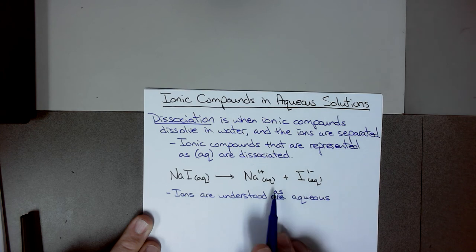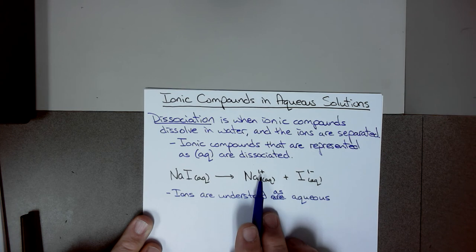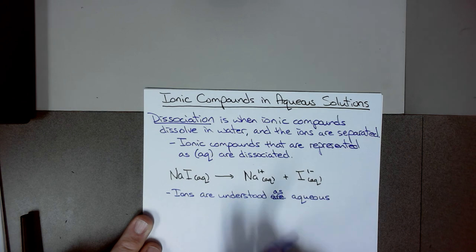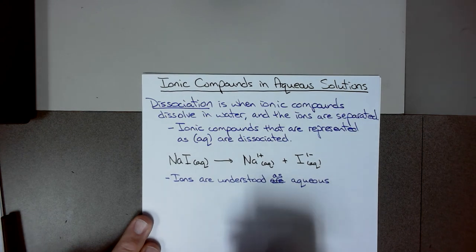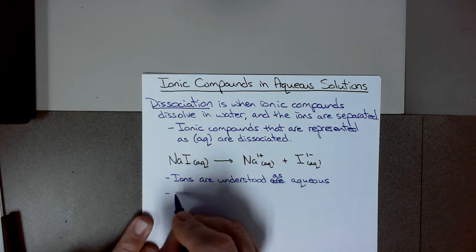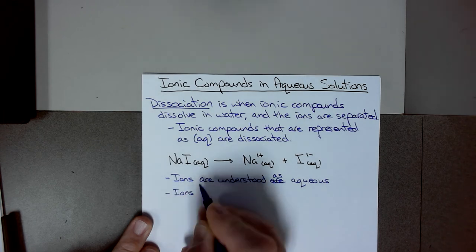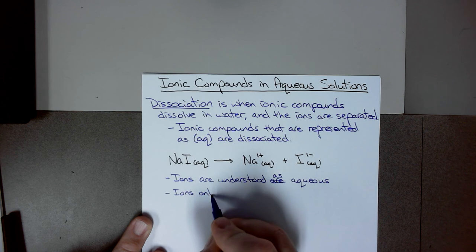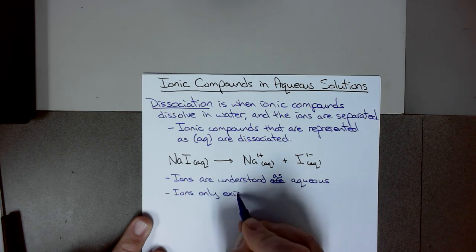So a lot of times when I'm writing reactions out, I don't put this little aqueous symbol next to the cation or the anion, because they don't exist unless they're aqueous. So it's understood that they are aqueous and that these ions only exist in solutions. And so ions only exist when they are in solution.